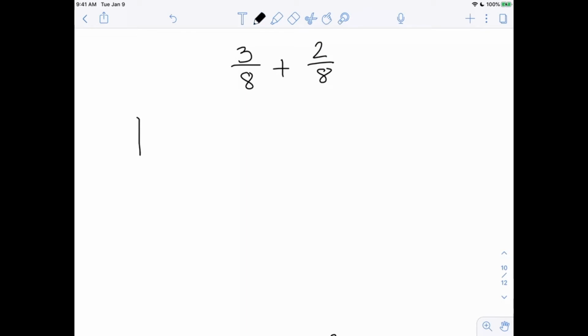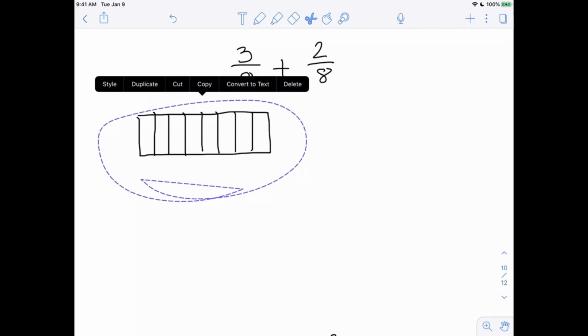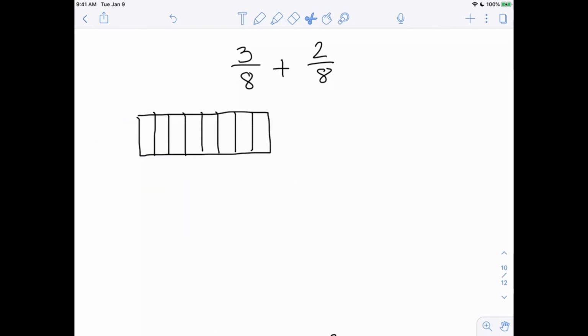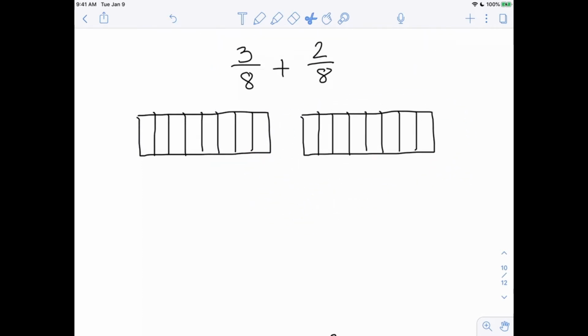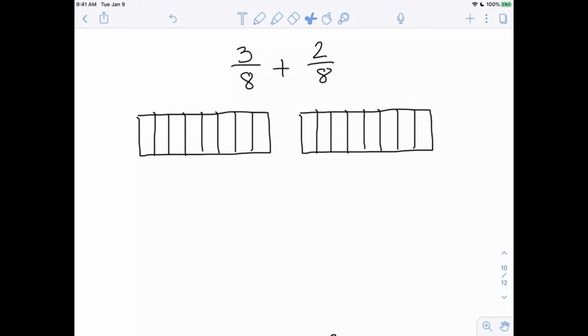So representing 3/8, I'm going to use an area model, and I'm going to do that rectangle there. And 3/8 means we need to cut this thing into 8 equal sized pieces. All right, and I'm going to copy that because I know I'm going to need it. I'll just put it over here because I know I'm going to need to draw that 2/8 as well.